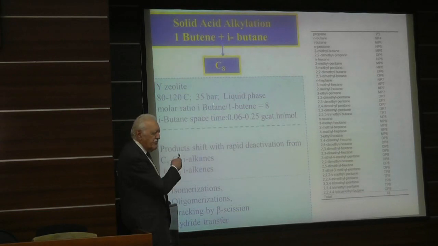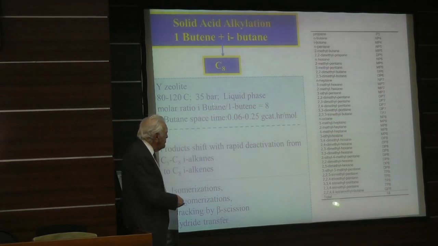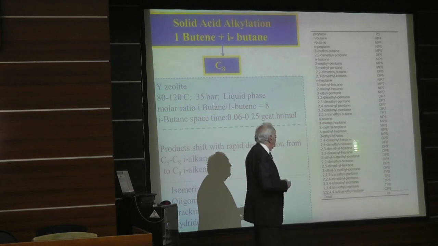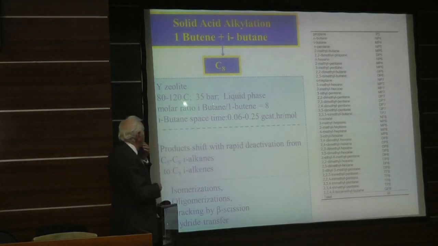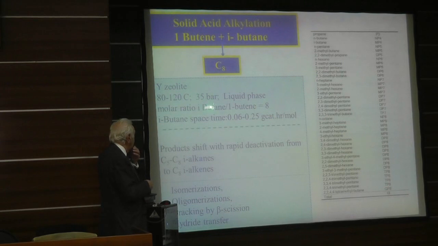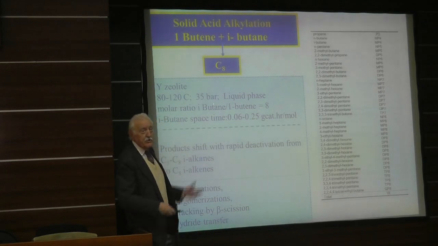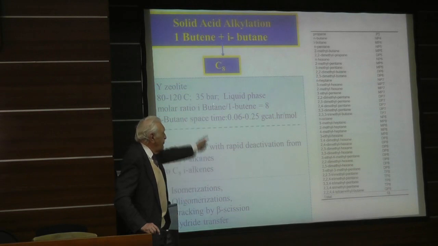But I inherited that problem from somebody else. I had to make out of it what I could. So, certain temperature, pressure, etc. And then these are the products that you see. You have monomethyl, dimethyl, trimethyl, C6 and C5, etc. And that is the mixture that you get when you feed this and that at these conditions in a fixed bed. When you look at the reaction at work, you have isomerizations, oligomerizations, cracking by beta scission, hydride transfer. Those are the elementary steps that you have to use to express the reaction that forms that product.